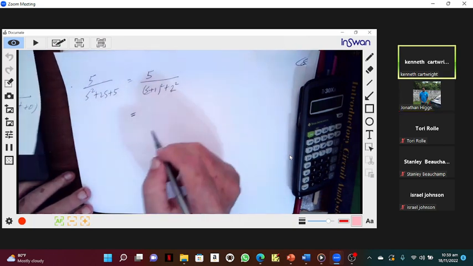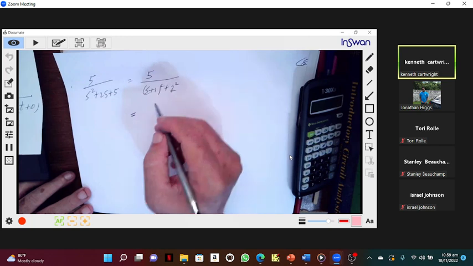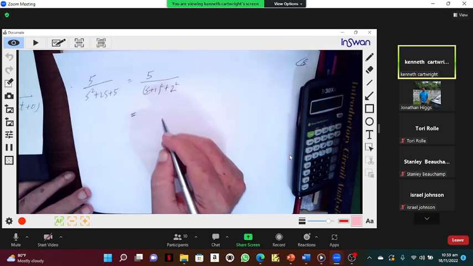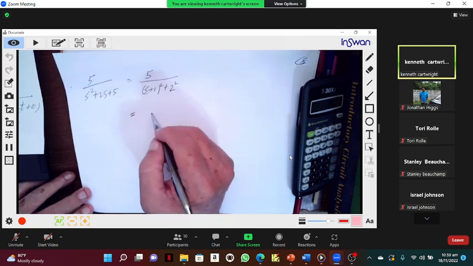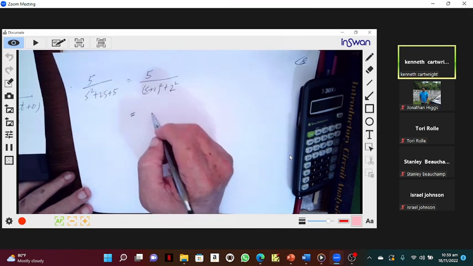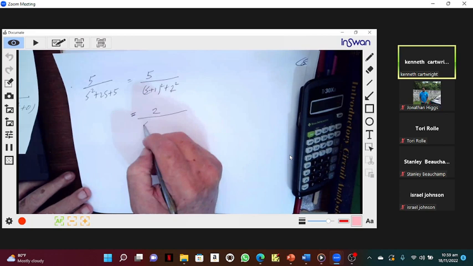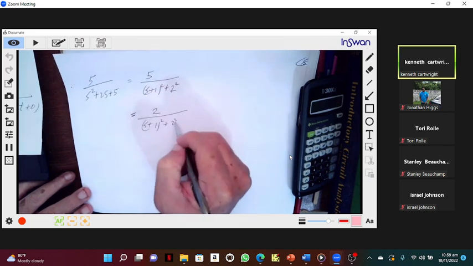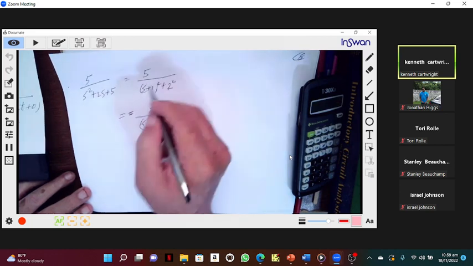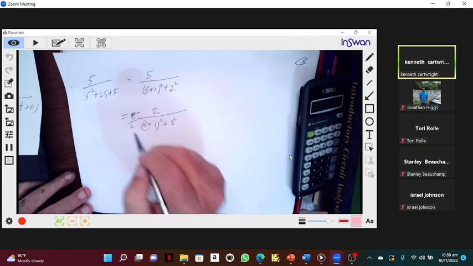This is an entry in the table. Okay, but we would have 2 up top. We'd have 2 up top, and so not to change it, this has to become 5/2.